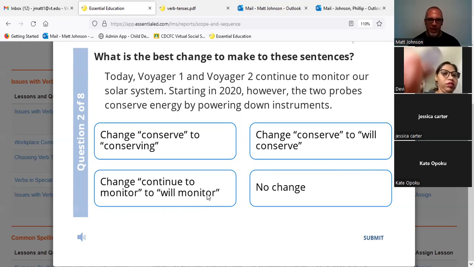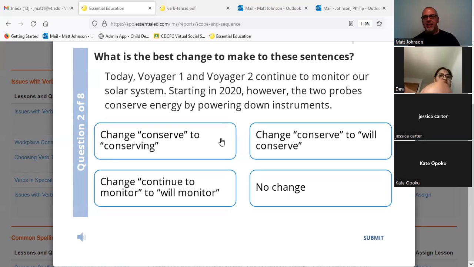So what we're doing here is changing conserve to will conserve. So if you run into something like this on a test, you have to be careful, because it depends on when they printed that test and made it, right? So here, the way this is worded, we have to understand that 2020 hasn't happened yet, right? So this is looking to the future.